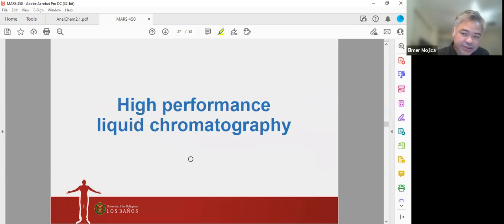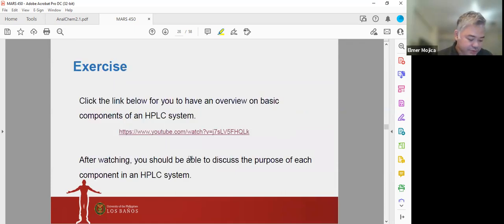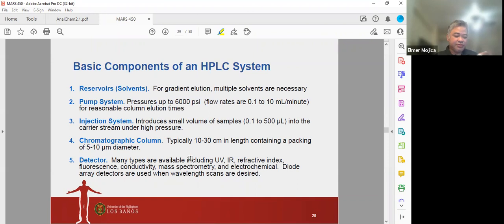So the main topic of this module is the high performance liquid chromatography. If you're going to look at the liquid chromatography that you have there, you can watch the video that's shown in the link here. And after that, you should be able to tell the different components of the HPLC. So if we're going to look at the basic components of HPLC, we have here the solvent, the pump system, the injection system, the column, and the detector. So it's always like that.